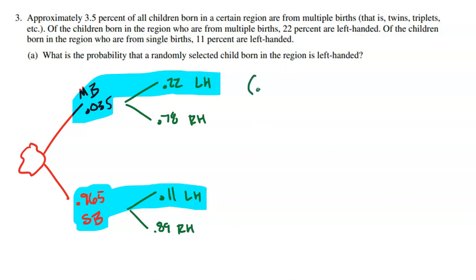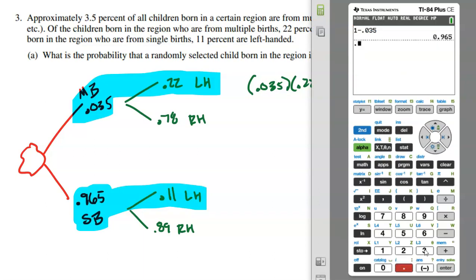So I'm either going to come from a multiple birth and then be left-handed, or I'm going to come from a single birth and then be left-handed. That's going to get the probability that a person from this region is left-handed. We're going to go ahead and grab my calculator here. All right, so 0.035 times 0.22 plus 0.965 times 0.11. Double check that work, 0.035 times 0.22 plus 0.965 times 0.11, and we get 0.11385.